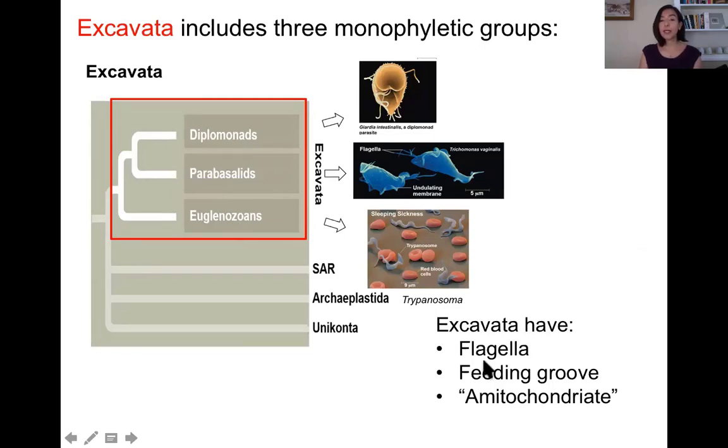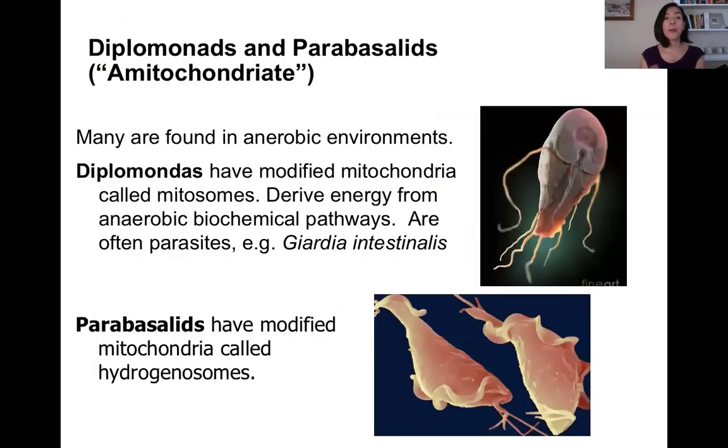Most of them, as I said, have flagella and a feeding groove, and some of them, diplomonads and parabasalids, are going to be amitochondriate. And that doesn't necessarily mean that they don't have mitochondria. In the past, we used to think that they lacked mitochondria, and therefore we thought that they were some type of early evolving eukaryotic cells. But that's not actually true. They actually have a reduced mitochondria that we were not understanding before.